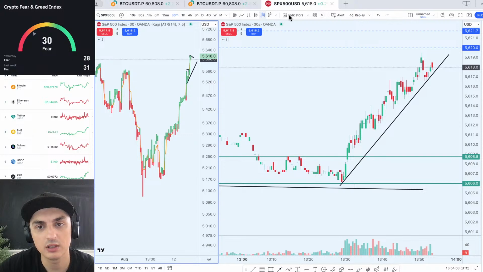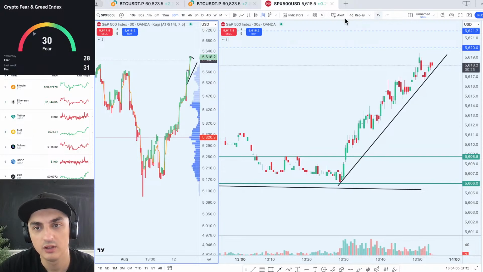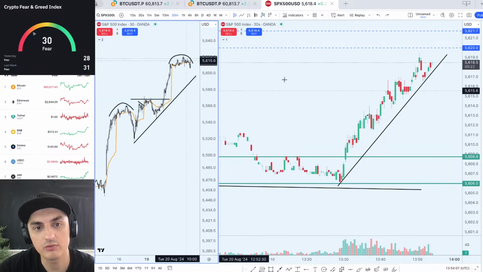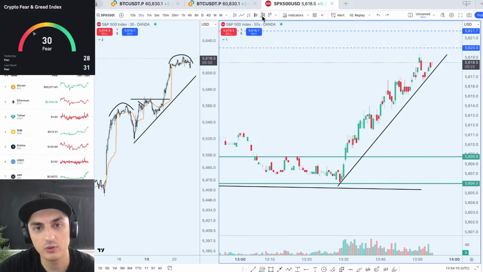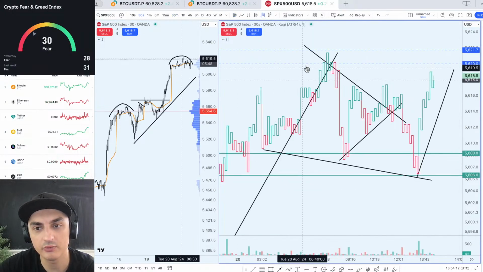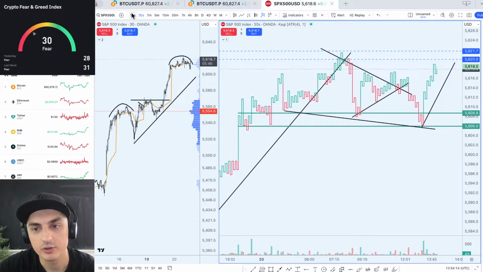My God, like I said, today is not a great day for TradingView. Why is it so laggy on my side? I don't really know. I'm going to switch over here.